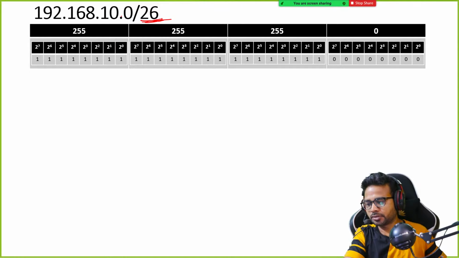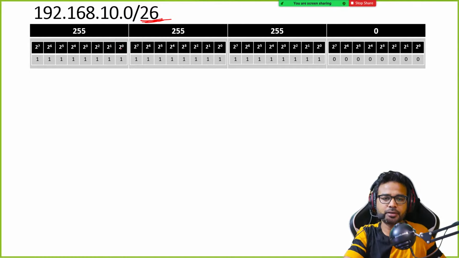Very good. This is what I want. So see, here we have slash 26, right? It means we need a total of 26 network bits. But by default in a class C address, only 24 bits are reserved for the network, right? So these are the 24 bits reserved for the network, but we need 2 more bits, which means we have to borrow 2 bits from the host. So these 2 bits we are going to borrow from the host, correct?